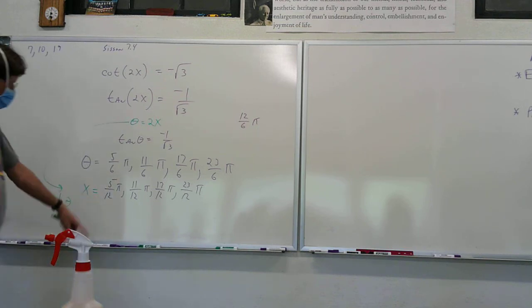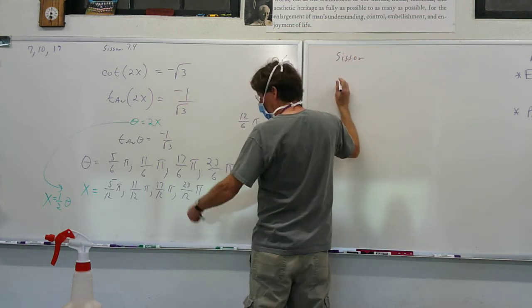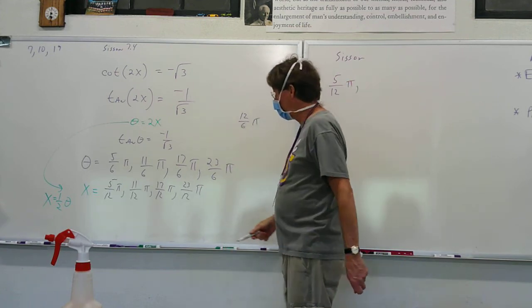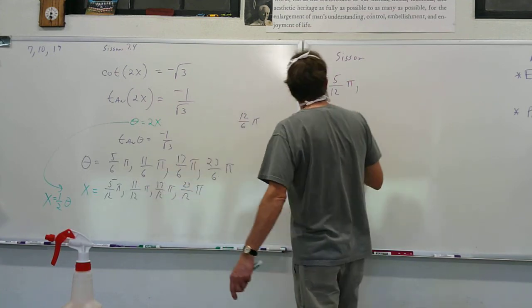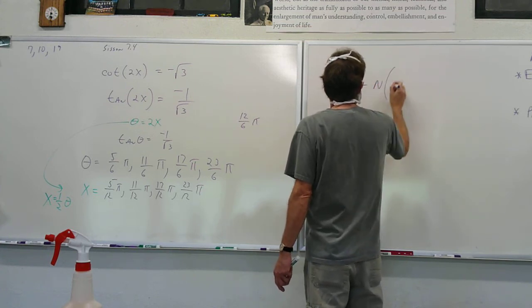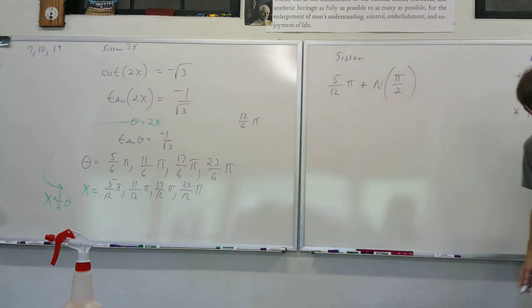Now, I think if you were to look at Sisson's text, you would see that he just put 5 twelfths pi and realized that you're adding 6 twelfths, 6 twelfths, 6 twelfths. So he did 5 twelfths plus n times 6 twelfths pi, which reduces to what? Pi over 2. And that's what Sisson would put as your x equals. I'll take either answer. 0 to 2 pi makes me happy.